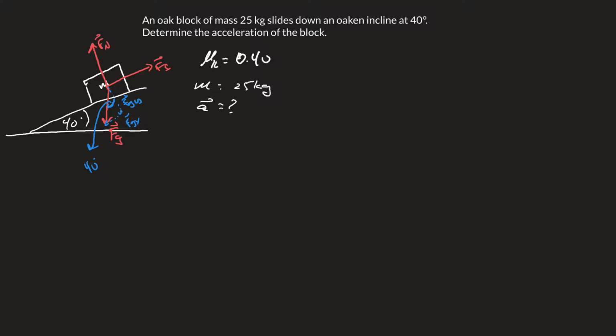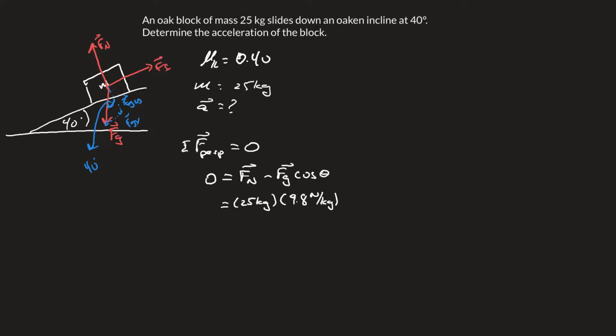So using the perpendicular components, we're going to be able to solve for Fn. The sum of all the forces perpendicular to the plane is going to be equal to 0. And so that 0 is equal to Fn minus Fg cos theta, because they're in opposite directions, right? So Fn equals 25 kilograms times 9.8 newtons per kilogram, which is the Fg component, times cos of the angle 40. So we can solve for that: 245 times cos of 40. So that's equal to 188 newtons. That is the normal force, the force perpendicular to the plane.